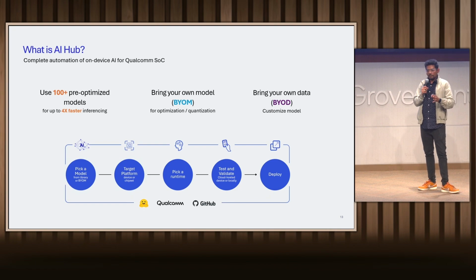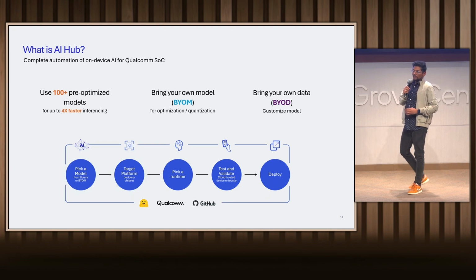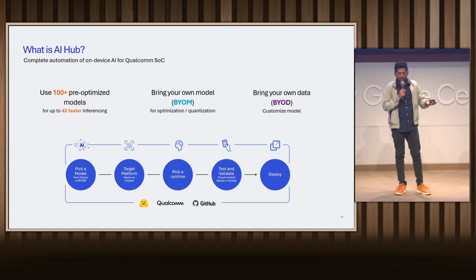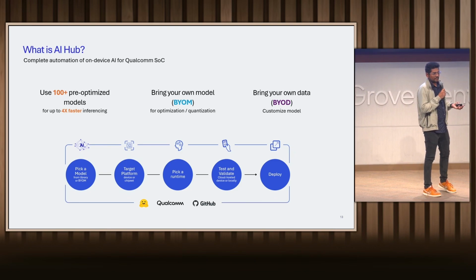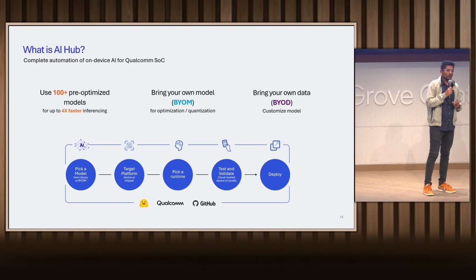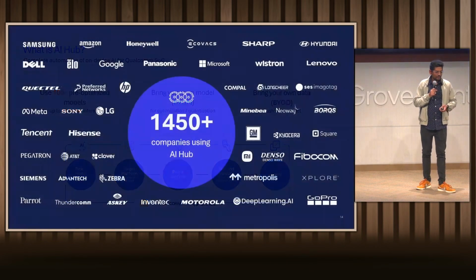Then you select a target platform. For example, you can choose, let's say, a mobile platform. And then you pick up a runtime. You have ONNX runtime as an option. You have TF Lite as an option. Or you can directly go to QNN native runtime as well.